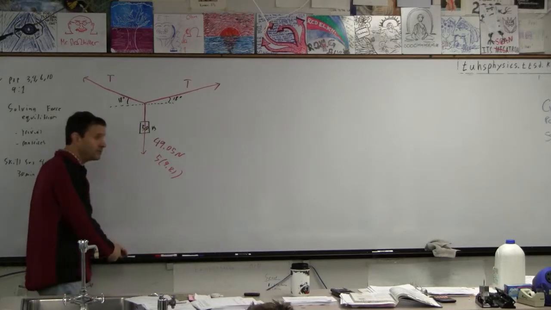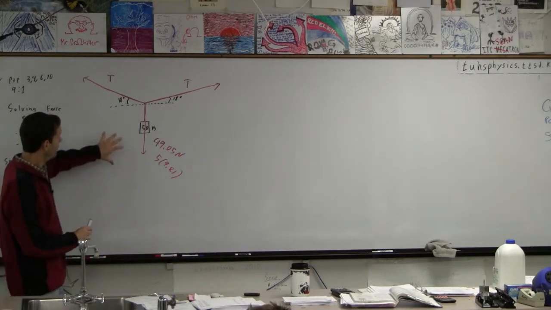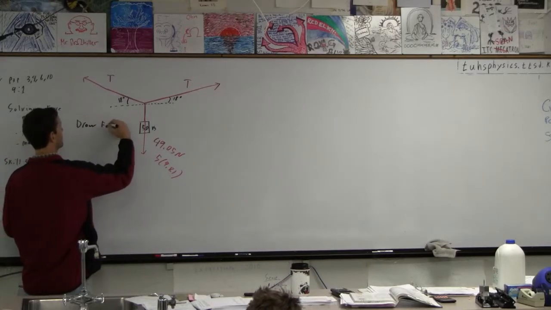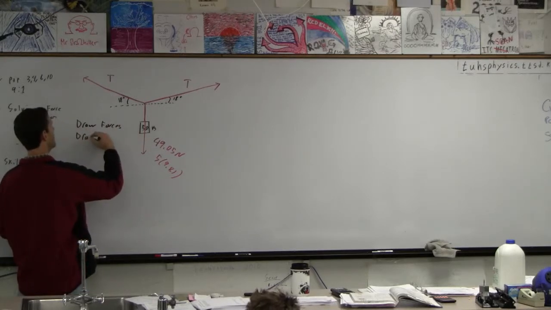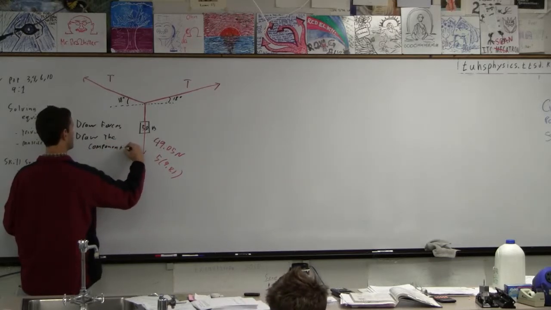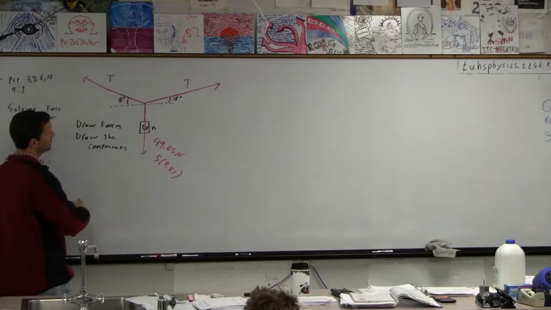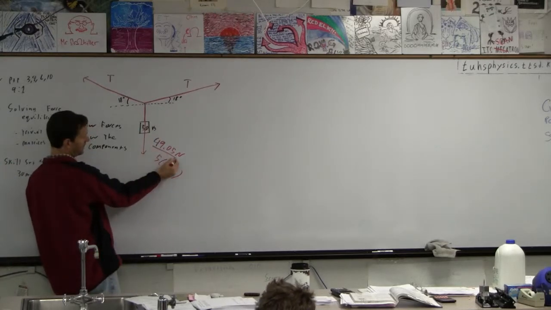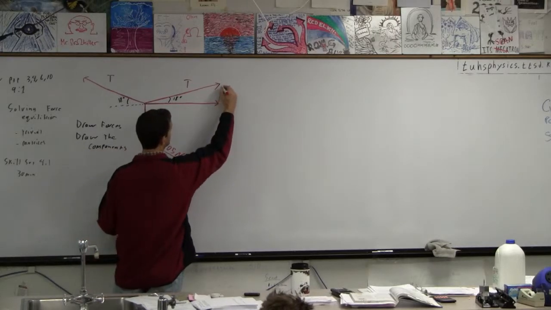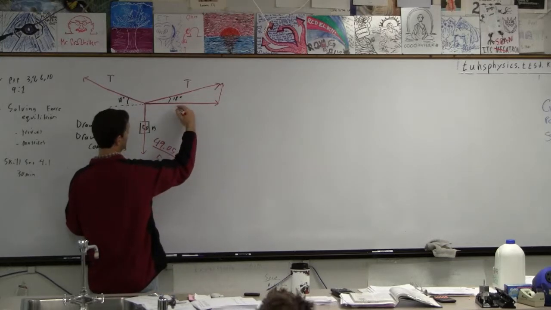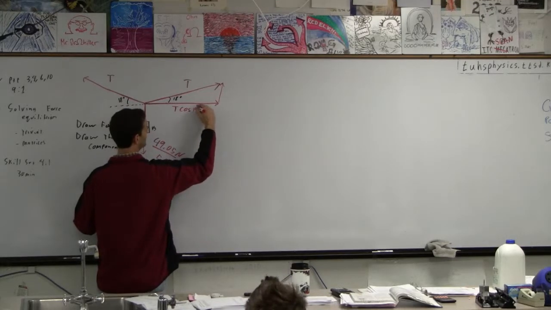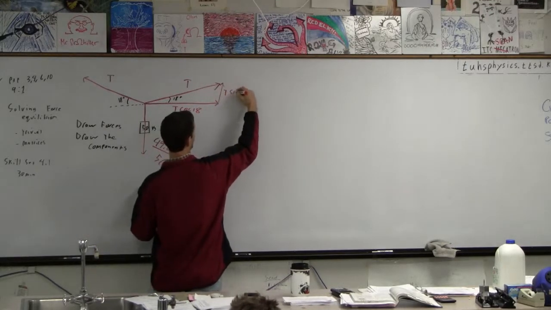Now, all you do to solve these things is you draw the forces. Then draw the components of the force. And so this one's already just straight down. That's easy. This guy's got a force this way and a force this way. And then this is going to be T cos 18, and this is going to be T sine 18.